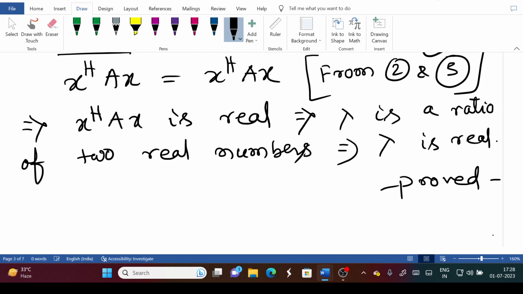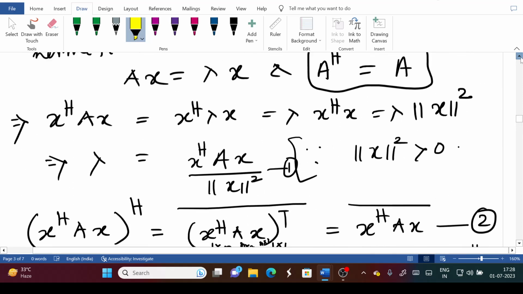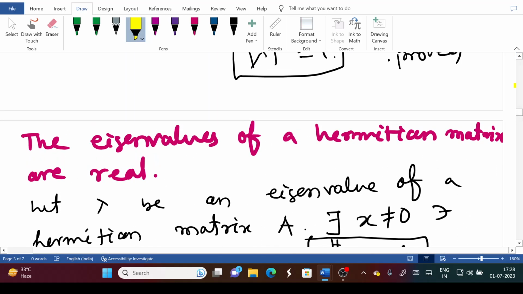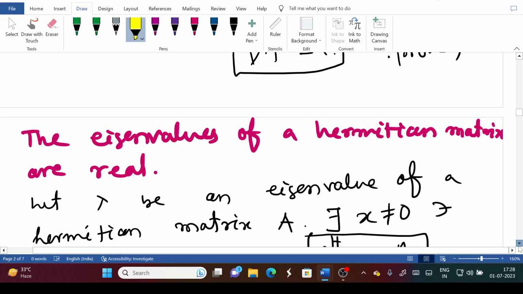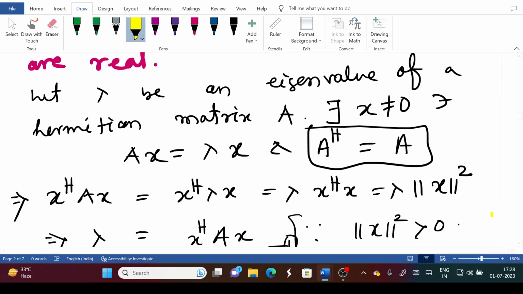It is for Hermitian matrix we have proved. Now for skew Hermitian, where do I have to change? In the skew Hermitian case, the eigenvalues are either 0 or purely imaginary. Here it will be written skew, and here either 0 or purely imaginary. Now instead of A there will be minus A.